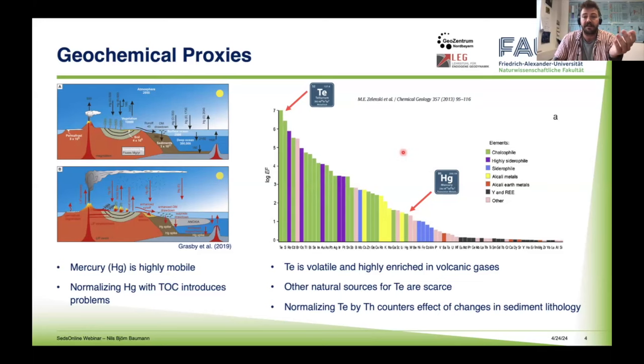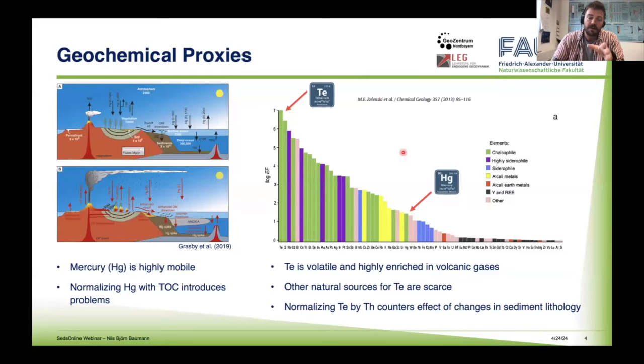Moreover, what we find is that there's a very limited set of natural sources for tellurium. And so that makes it interesting as well. Last but not least, when we measure tellurium, we usually measure thorium with it. And it so happens that thorium acts as a nice normalizing agent for us, because as it is mostly reflecting the detrital fraction coming in, and is not comprised in carbonates or volcanic gases, we can normalize by it and counter the effect of changes in sediment lithology.